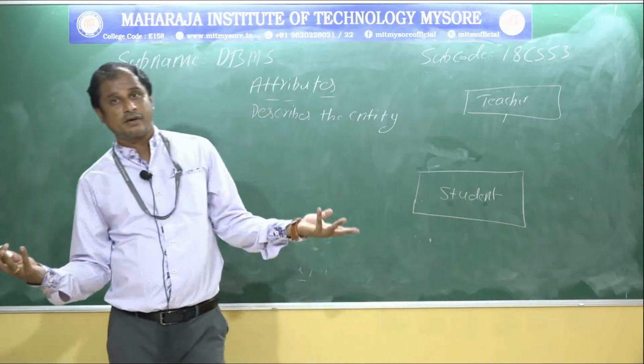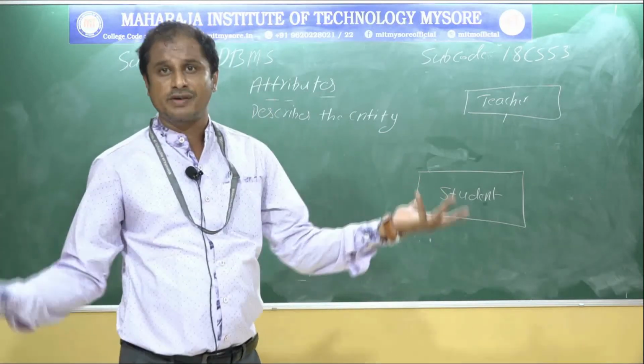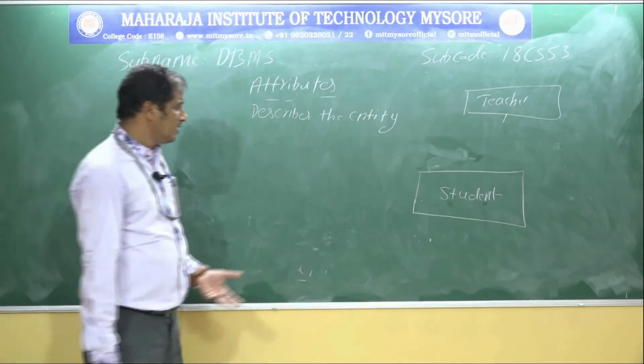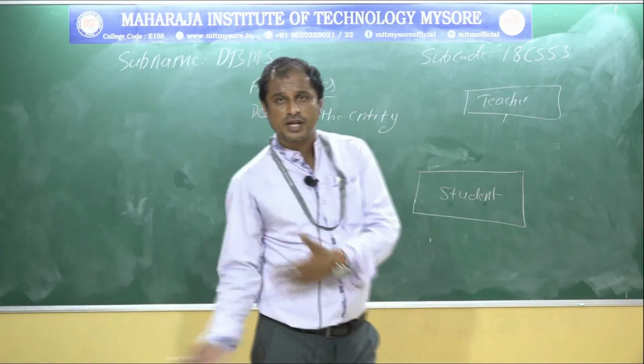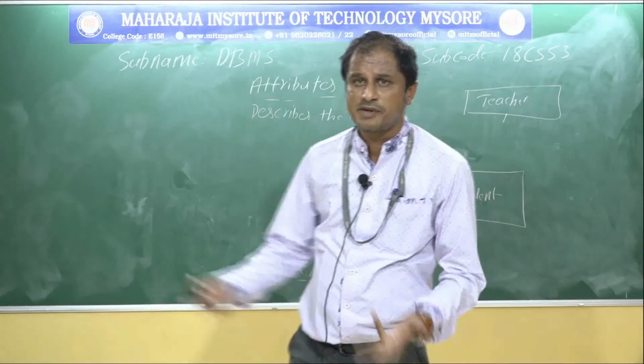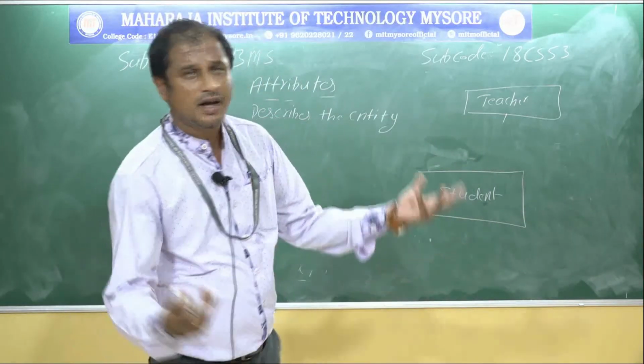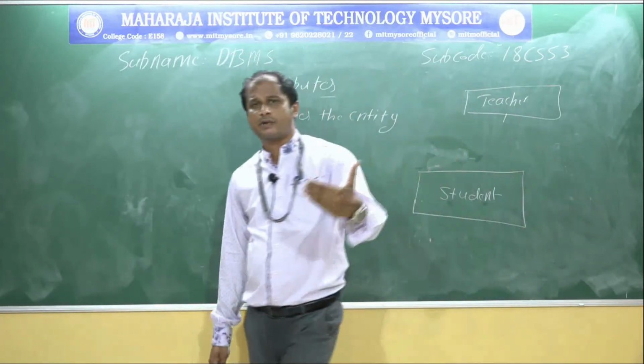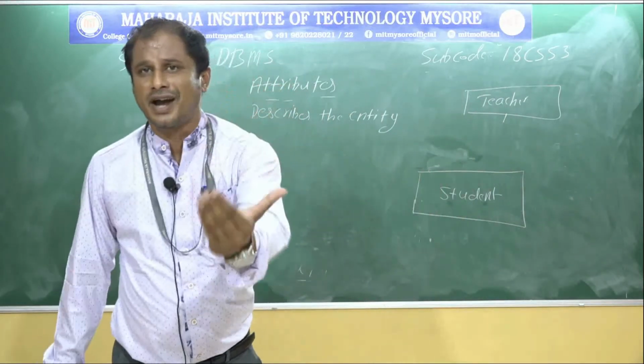Address has a country, a state, a city, a street, a road class number, and a door number, right? Then we have a date of birth, which can be converted to age. What is my age? It depends upon my date of birth. Everything is possible to describe. So there are types of attributes to express the entity.